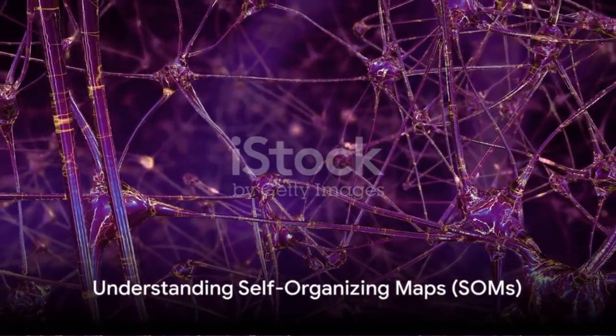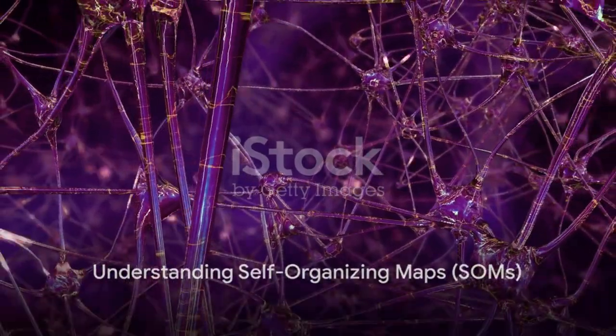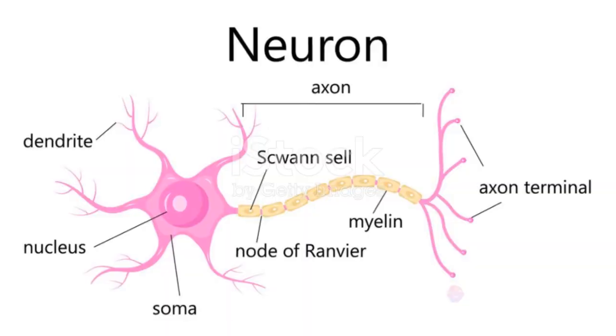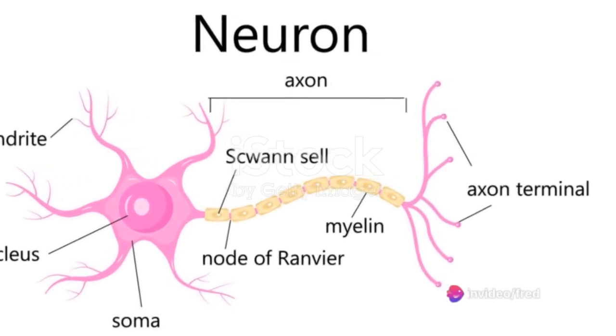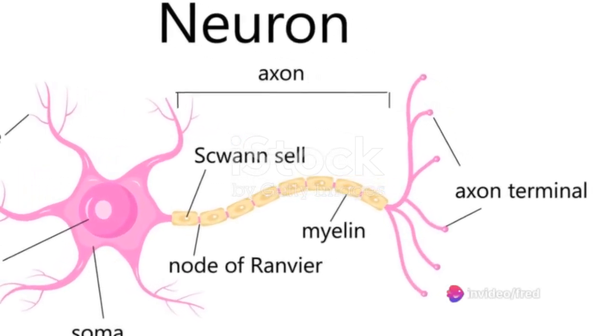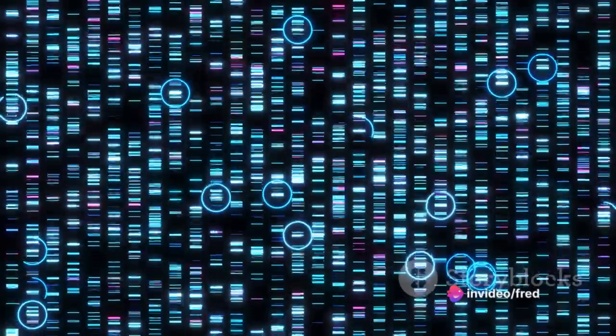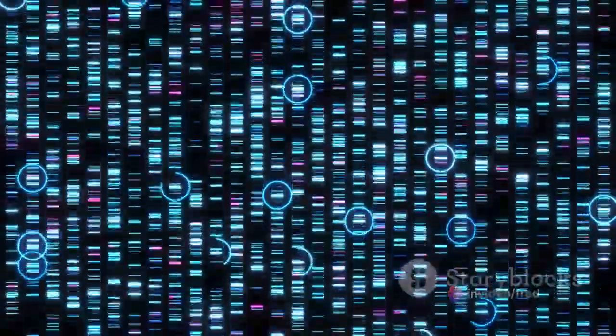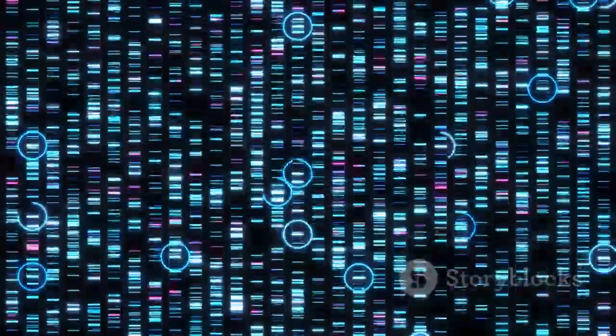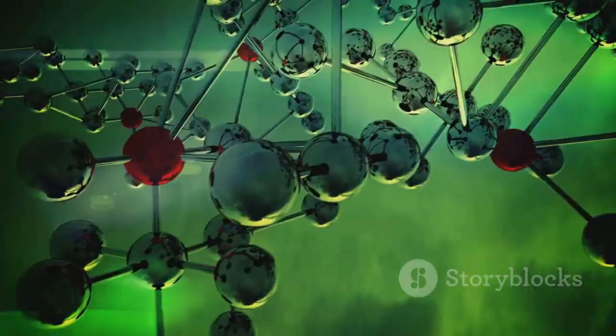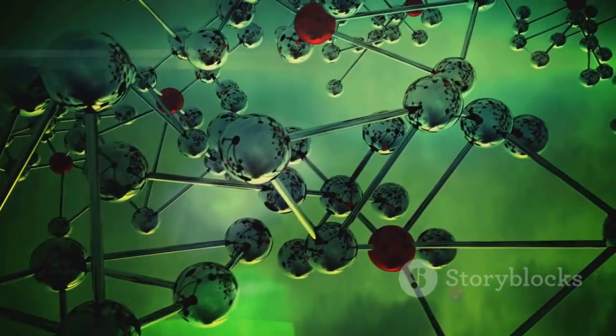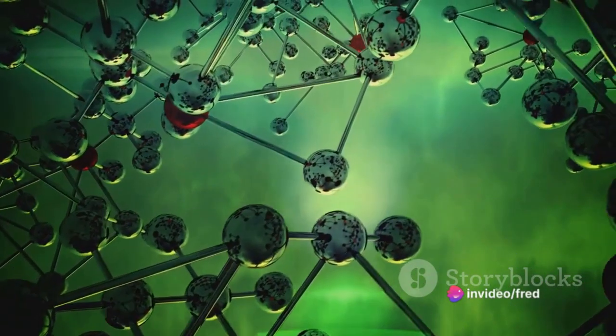Now, picture a SOM as a grid of artificial neurons organized in a two-dimensional layout. Each neuron has a position in the grid and is associated with a weight vector. During the training phase, the SOM learns to map these high-dimensional molecular representations onto this two-dimensional grid, all the while preserving the structural and chemical relationships between molecules.